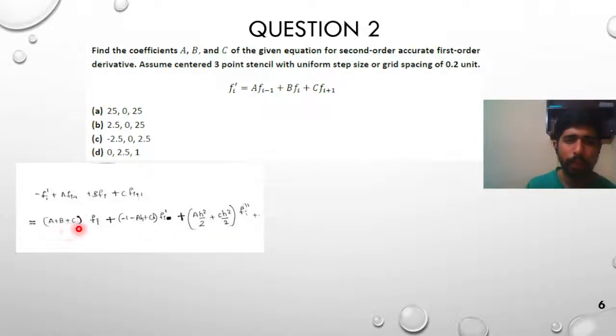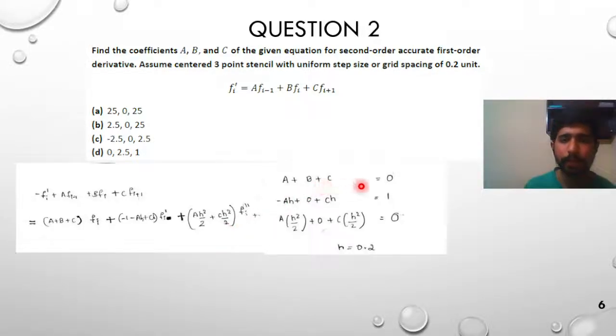Now it is very simple. You just equate these coefficients of phi, phi dash, phi double dash to 0, because the RHS will be 0 only. If you take minus phi dash of i plus a into phi(i-1) and so on, then it should go to 0. Now to make it 0, these coefficients should become 0, and you solve for a, b and c, because you have three equations here. These are the three equations: a plus b plus c is equal to 0, and these two equations. Now you substitute the value of h and then try to get the value of a, b and c.